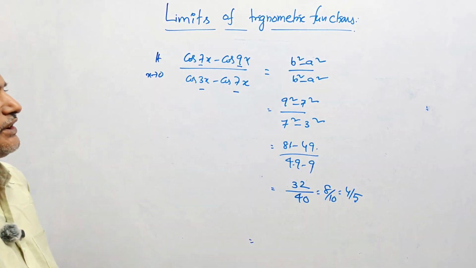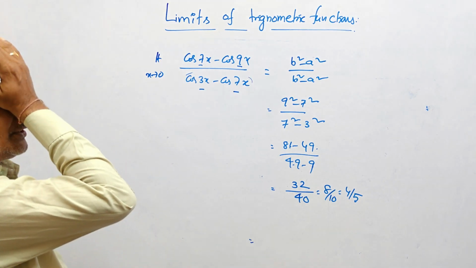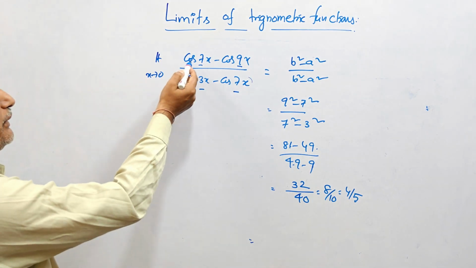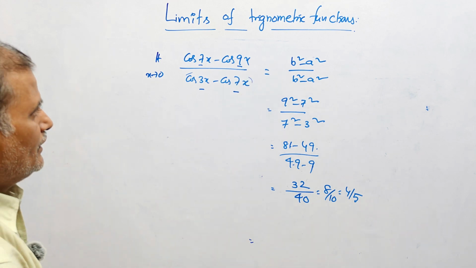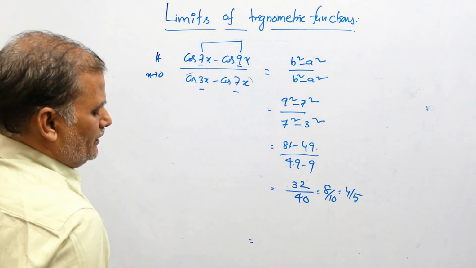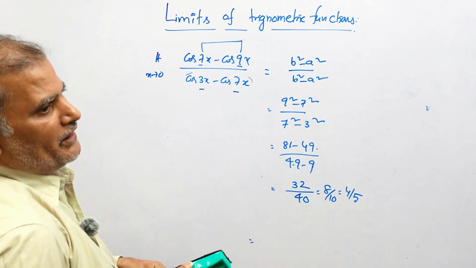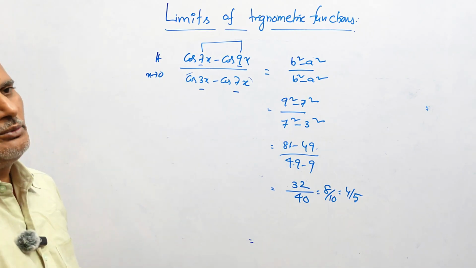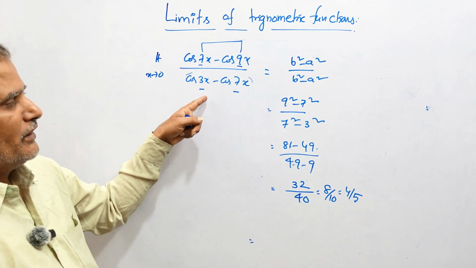Whenever cos 7x, cos 9x are here, this denominator is not there, just by 2, we apply b square minus a square by 2. B square minus a square. Whenever cos is given, just b square minus a square. Very easy. Or we apply cos c minus cos d equals minus 2 sin (c minus d) by 2 into sin (c plus d) by 2. We apply the formula.